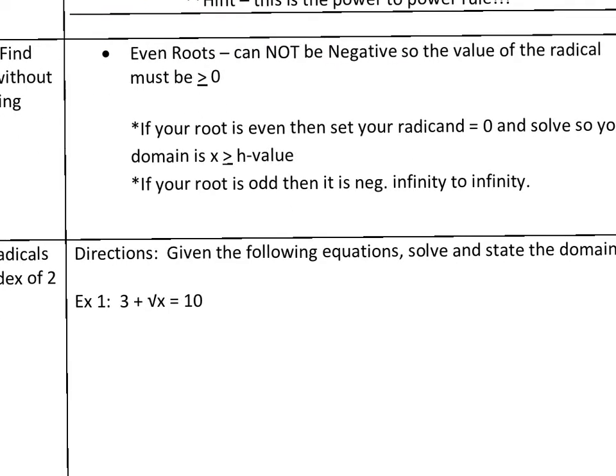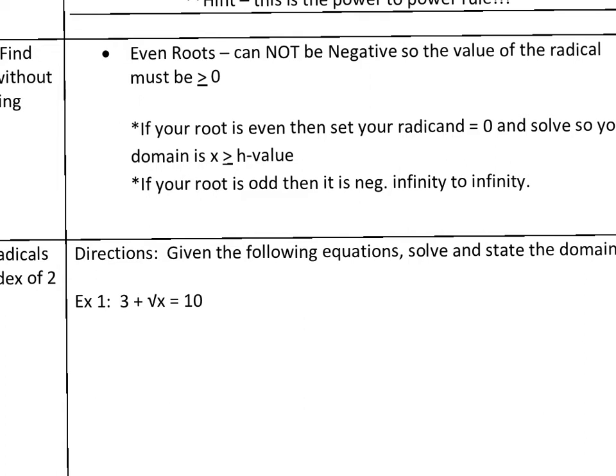Okay, so now we're going to be moving into equations involving these radicals, and we're going to be graphing them. Today we're just going to deal with solving the equations and finding the domain, okay? So even roots, we know that those cannot be negative. They can't have a negative radicand, right? Or else it becomes imaginary. So what we've got to do to find the domain is just set that greater than or equal to 0, because we know that it's always going to be positive, okay? But if our root is odd, it's just always going to be negative infinity to infinity, okay?